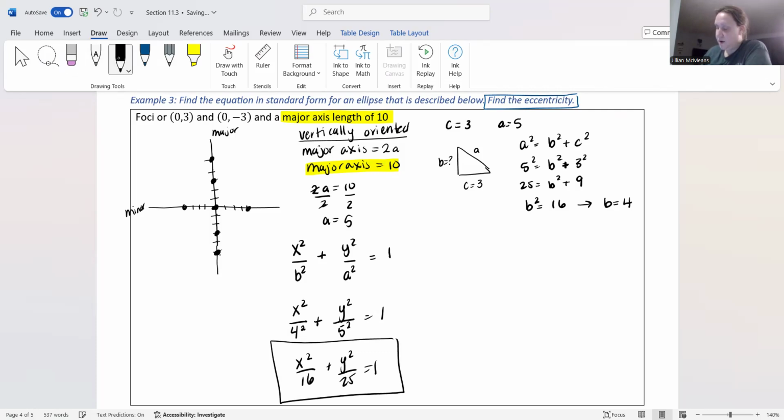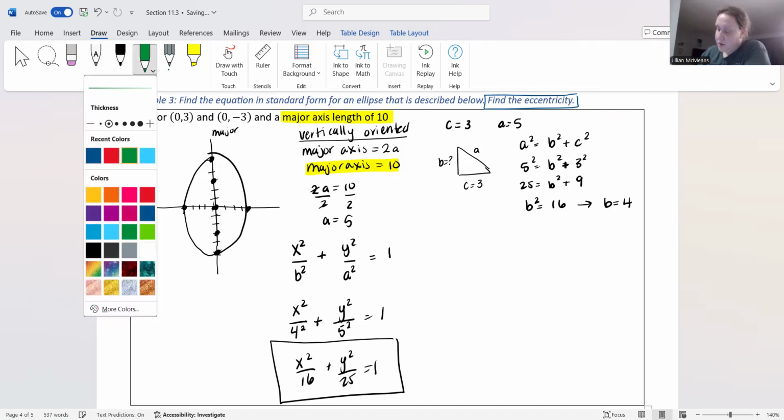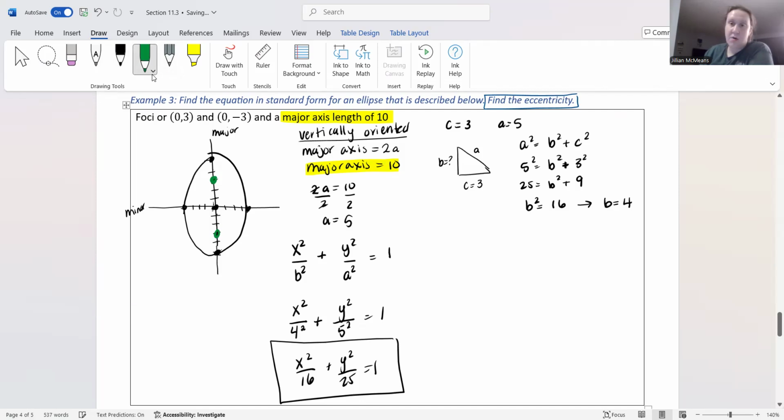And that's all she wrote. And that makes sense because along the x-axis, we're going to go a distance of 4 units from the center. Along the y-axis, we're going to go a distance of 5 units from the center. That's going to give us the basic shape of our ellipse. We already knew those foci points. Let's do them in green. Those are here and here. We were given those, okay?